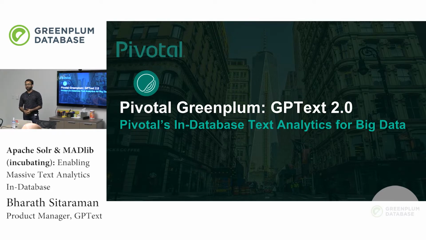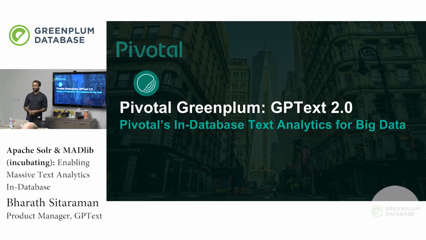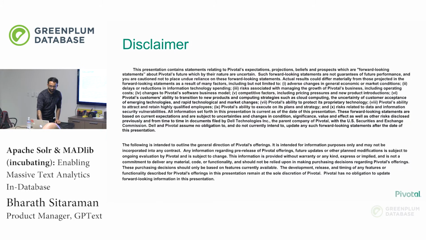I've been with Pivotal for just about 5 years now in various capacities. Originally a developer on this project, and then I switched to a couple of different teams before I decided to come back to my first love. So today we're going to be talking about GPText 2.0, which is Pivotal's in-database text analytics for big data. Before I get into that, I'll give a little background.